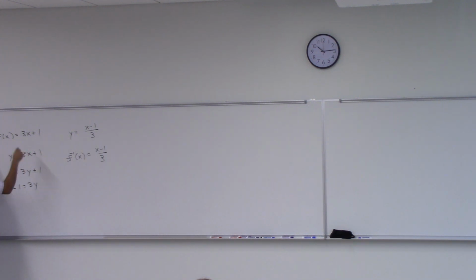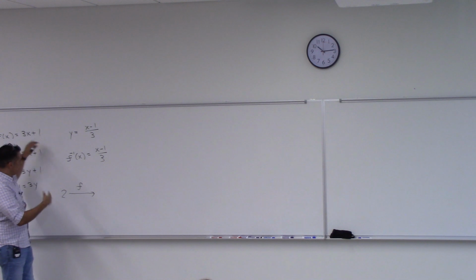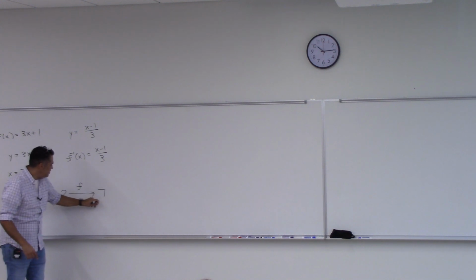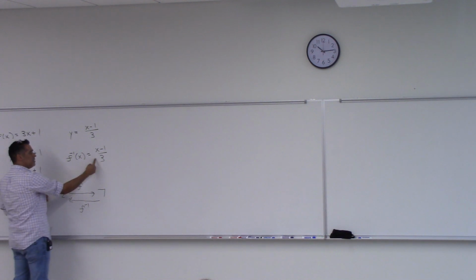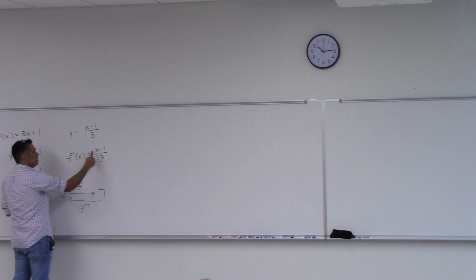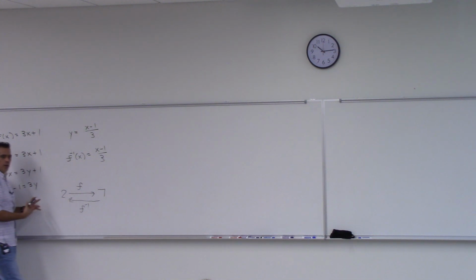How about 2? If we plug 2 into this, what happens? If 2 gets sent through f, it comes out 7. If I send 7 through its inverse, it should go back to 2. So what happens if I plug 7 in here? You get 2, right? So that's the way inverses work.